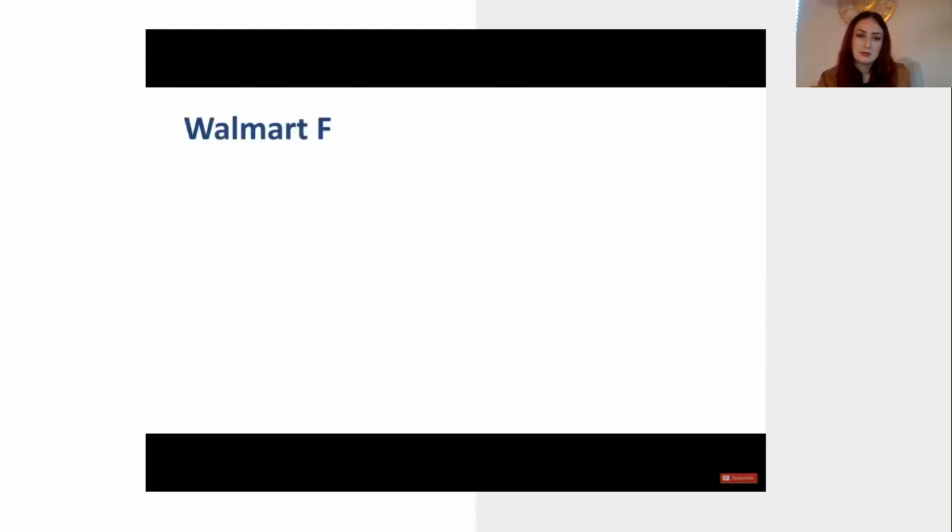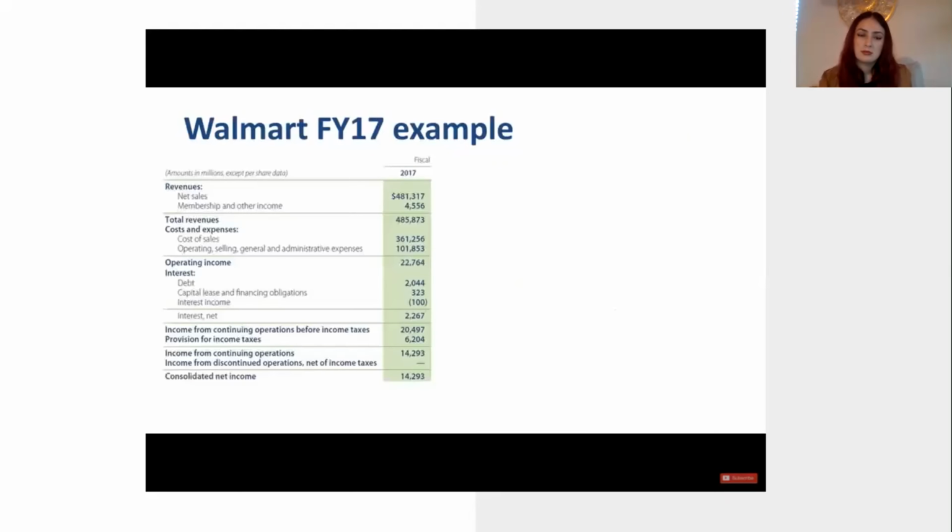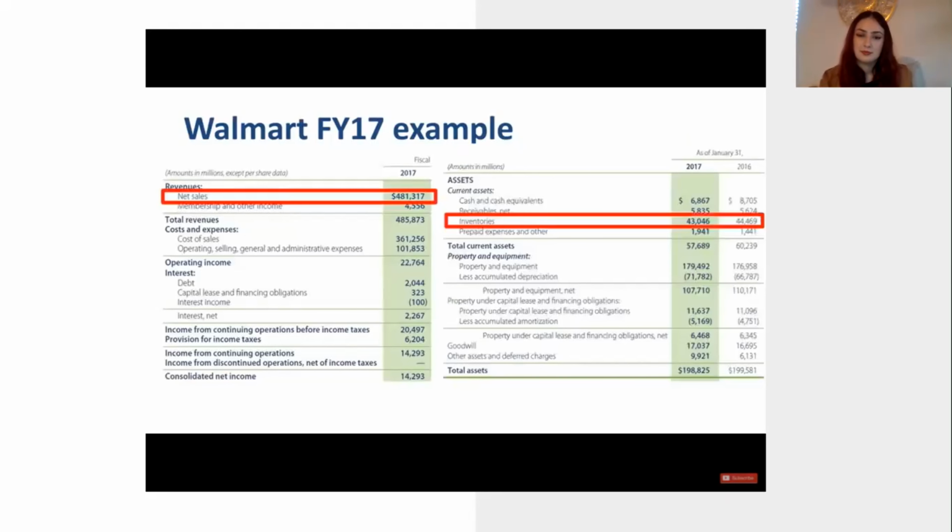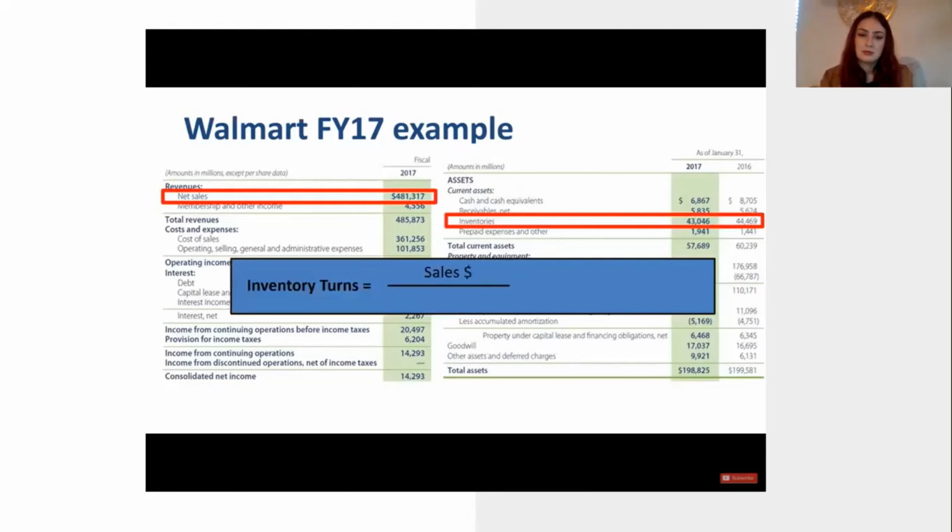How do I calculate inventory turns for a company? Let's take retailer Walmart as an example. In their annual report, you can find net sales in the income statement and the inventory balance on the asset side of the balance sheet. Inventory turns equals sales over inventory.